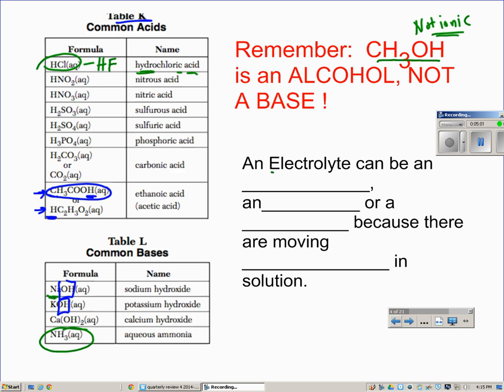Also, please remind yourself that an electrolyte can be an ionic compound or an acid or a base. Why? Because when they dissolve in water, there are moving ions and they form a solution. Anytime there are moving ions, you are going to have an electrolyte. How do you get the electrolyte? You need either an ionic compound, any acid, or any base.